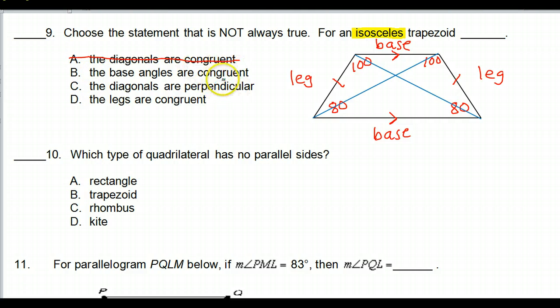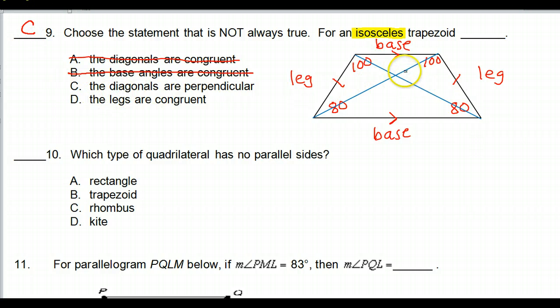We're looking for one that's not always true. The base angles are congruent. Well, that's like I just showed you. That's 80 and 80, for example. Those are base angles. 100 and 100. For isosceles, it has symmetry. The base angles are always congruent. So that's not the answer. The diagonals are perpendicular. Guess what? Ding, ding, ding. That's going to be the answer.